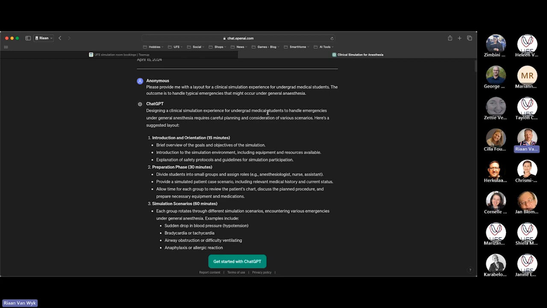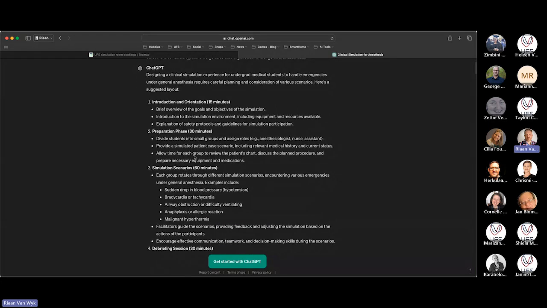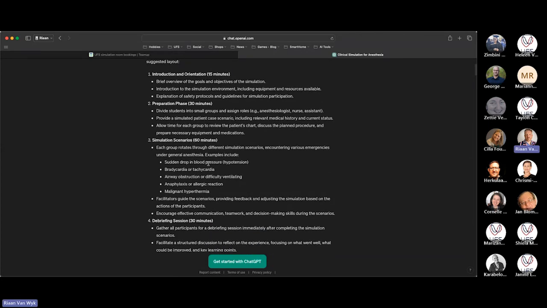So instead of us sitting together for 2-3 hours laying this out, I can go to ChatGPT and ask, basically, please provide me with a layout for a clinical simulation experience for undergrad medical students. The outcome is to handle typical emergencies that might occur under general anesthesia. The output from ChatGPT gives me an outline, and also what type of typical emergencies might arise. So now I know, okay, airway obstruction, difficult ventilation, anaphylaxis or allergic reaction might be some of them that we can look at. So I can send off this detail to them.